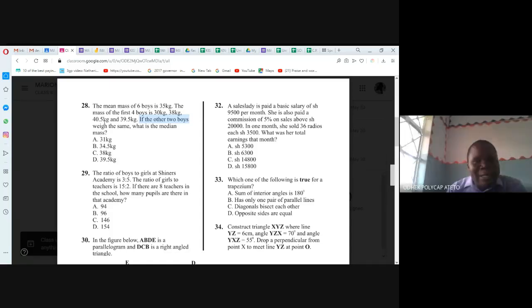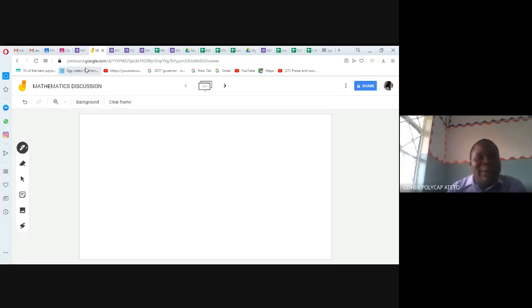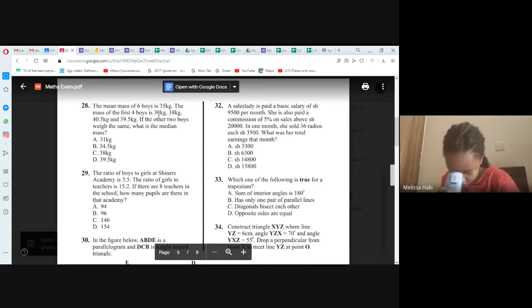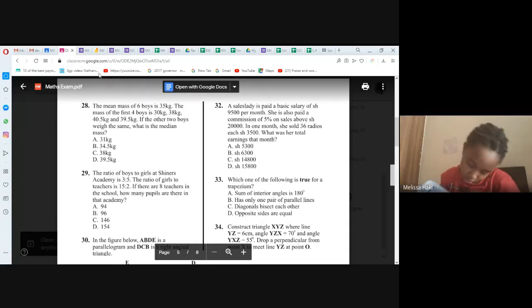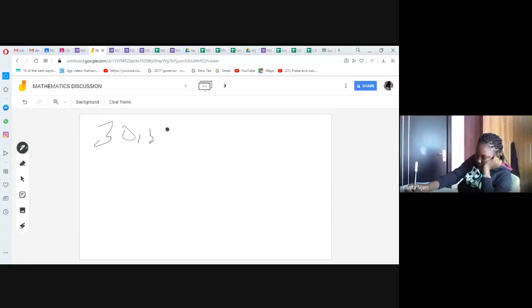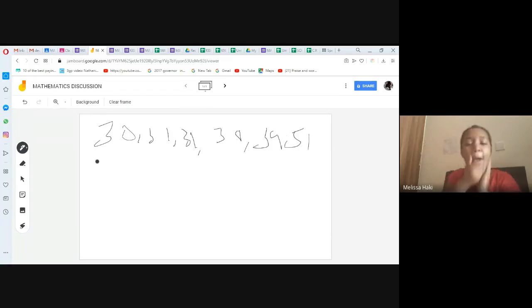But 31 is still not the answer because we have been asked the median. So for the median, now we arrange them from the smallest to the largest first. So start 30, then we have 2 31s, 31, 31. Then 38, 39.5, then 40.5. Is that correct? Yes.